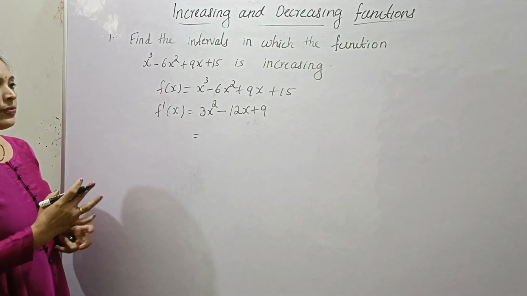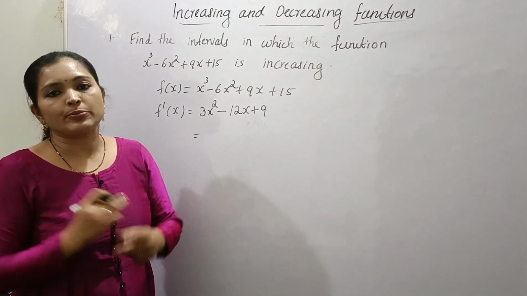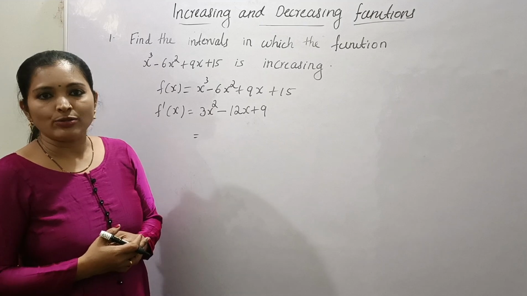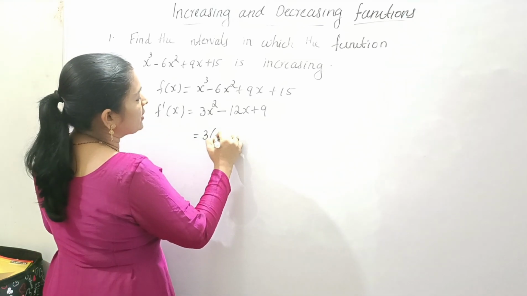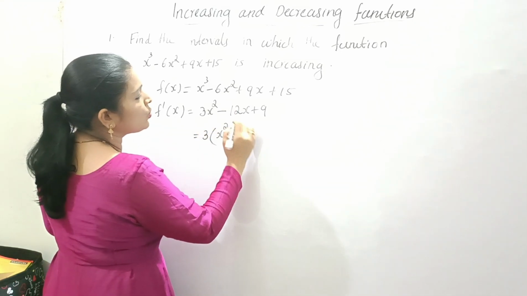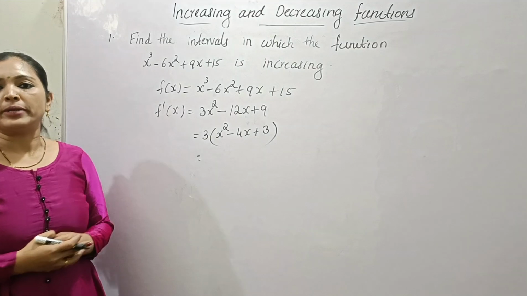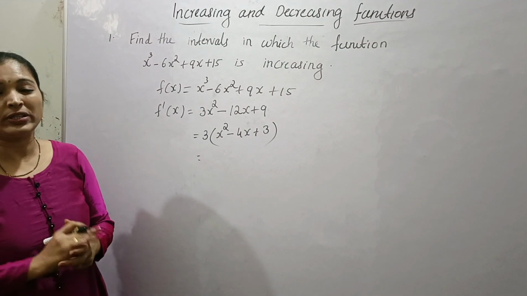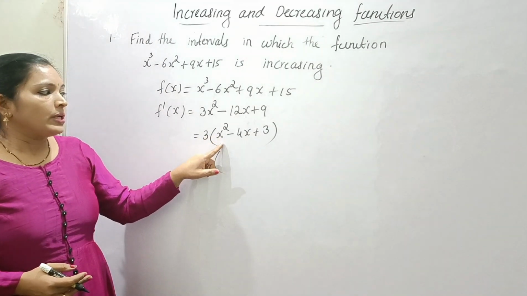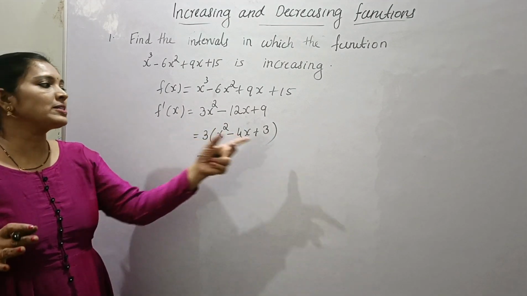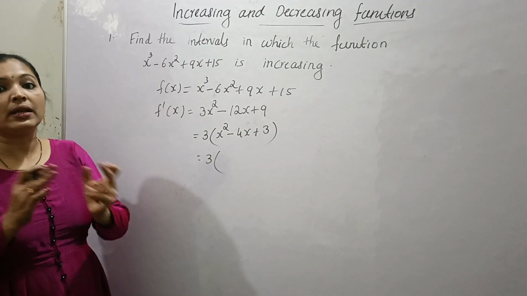Since it is a polynomial, we have to make it in the form (x + a)(x + b) so that we can find the critical values. Here 3 is common, so let's take 3 outside. It will be 3(x² - 4x + 3), since 12 divided by 3 is 4 and 9 divided by 3 is 3. Now how can we write this polynomial as (x + a)(x + b)? The multiplication of two numbers is 3, that is 3 times 1, and the addition is -4, that is -3 and -1.